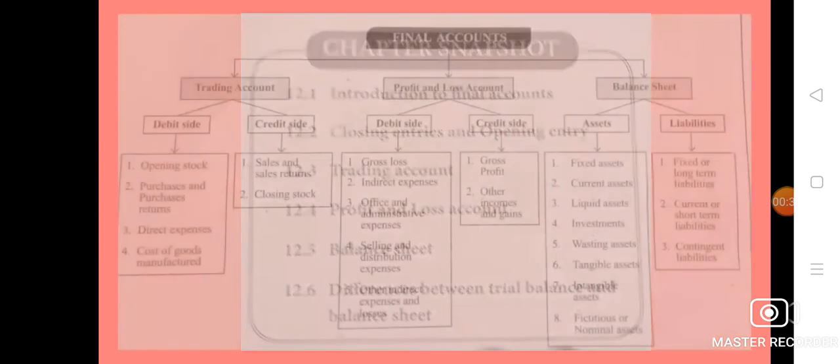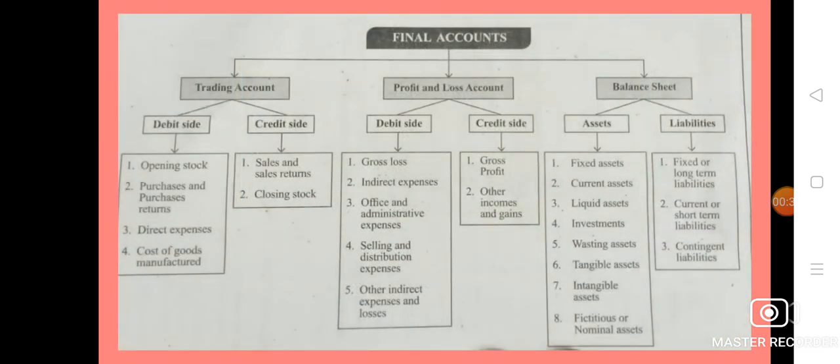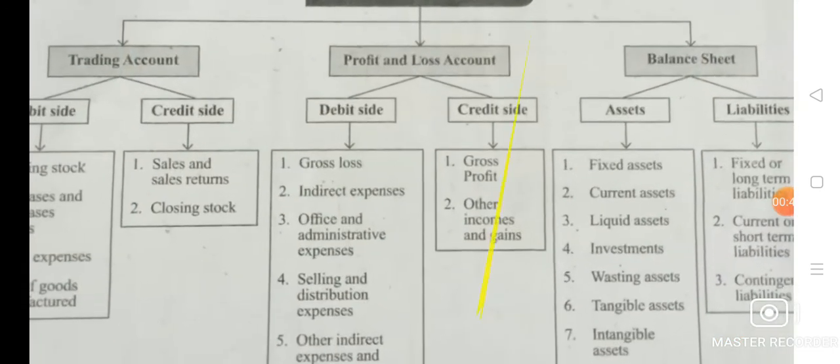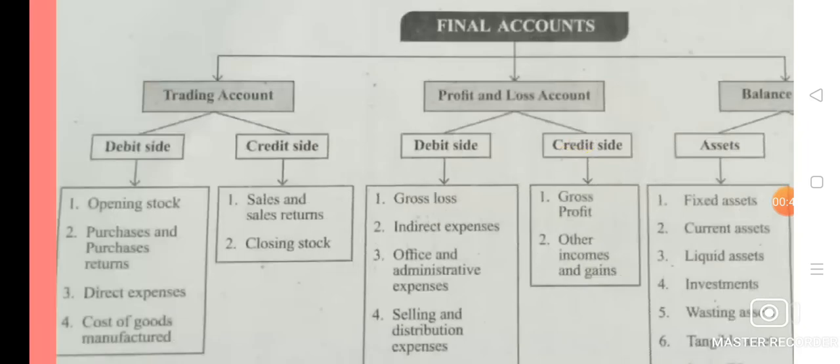First we can see the concept map of final accounts. Final accounts should be prepared as 3 accounts. First one, trading account, then second one, profit and loss account. Finally, at the end of the stage, prepare the balance sheet.